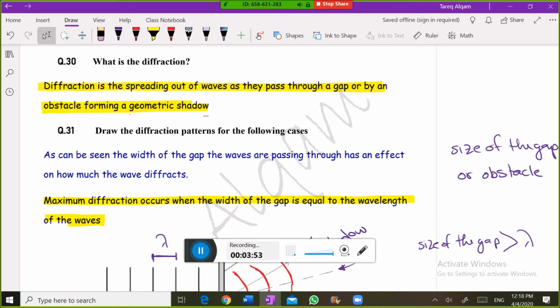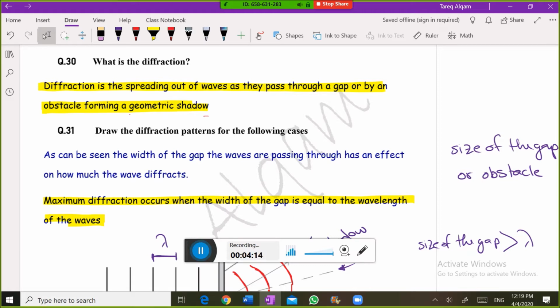Let's talk about the diffraction. What is the diffraction? Diffraction, guys, which is commonly asked about as a definition, is the spreading out of waves as they pass through a gap or obstacle, forming a geometric shadow. Draw the diffraction pattern for the following cases.